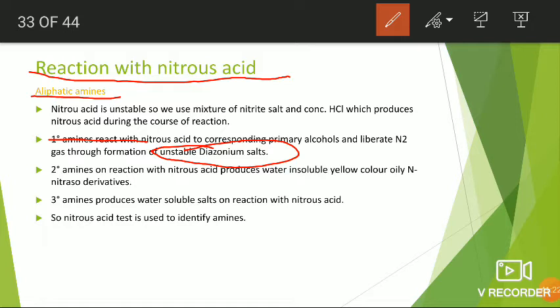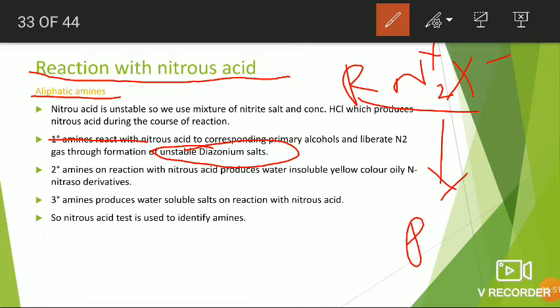These unstable diazonium salts undergo dissociation to form the corresponding carbonium ion, that is R plus. The diazonium salt formula is R N2 plus X minus. In the case of aliphatic amines, the diazonium salt formed on reaction of a primary amine with nitrous acid is generally unstable, so it undergoes dissociation to form the corresponding carbonium ion R plus.